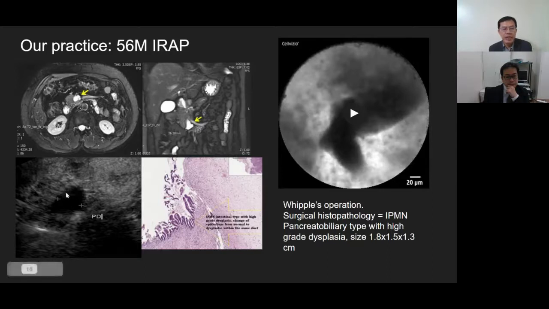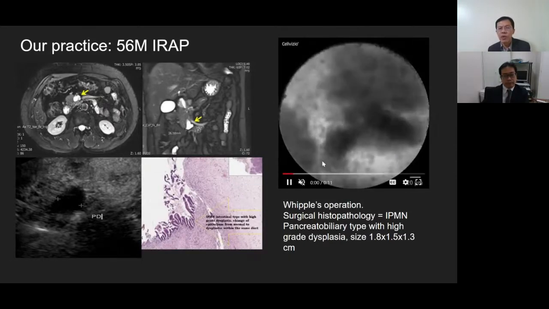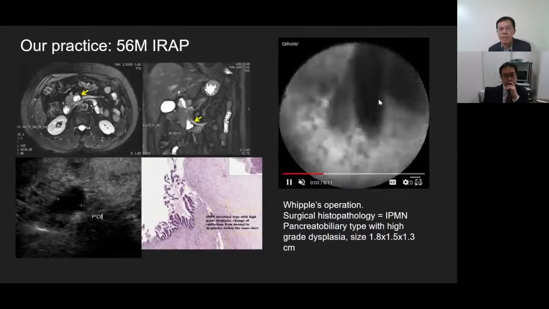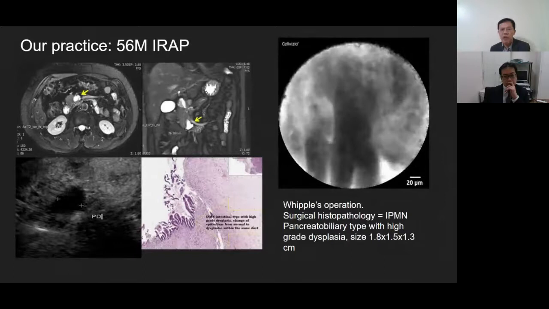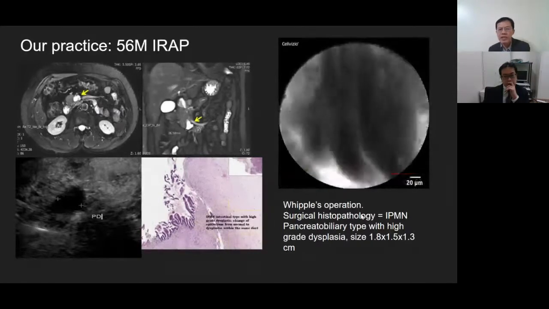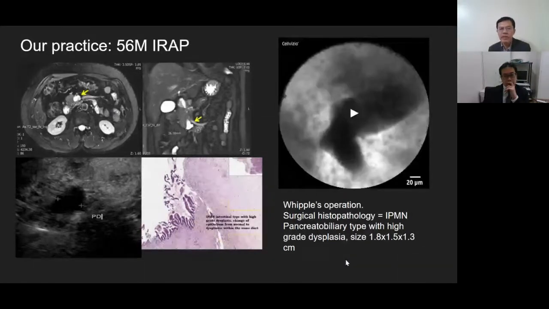And when we did the EUS, the cyst was very small. It's too small to aspirate, or very difficult to do the cytology. So then we offered the patient the confocal. And with the confocal, we could identify the papillary projection. This finding of papillary projection is very specific for IPMN. So we decided to send the patient for pancreatectomy, and the surgical pathology confirmed IPMN with high-grade dysplasia. So that's the benefit of the confocal in real clinical practice in small indeterminate pancreatic cysts.